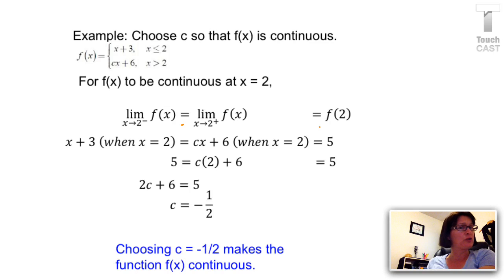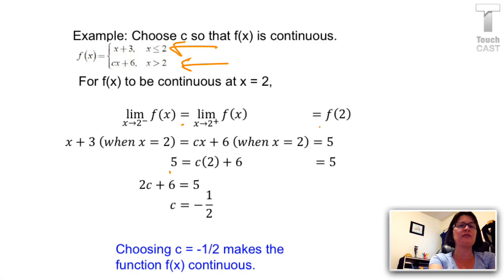So as x approaches 2 from the left, it's this piece of the piecewise function that's in charge, that's turned on. So that's what I have here, x + 3. So I want x + 3, when x is 2, to equal the limit as x approaches 2 from the right. That's going to be the second piece of the piecewise function, so cx + 6 when x = 2. And that has to equal what I already know is f(2), because I can plug 2 into this function. The top piece is in charge, and I get 5. So when I plug in 2 for x here, I get 5.